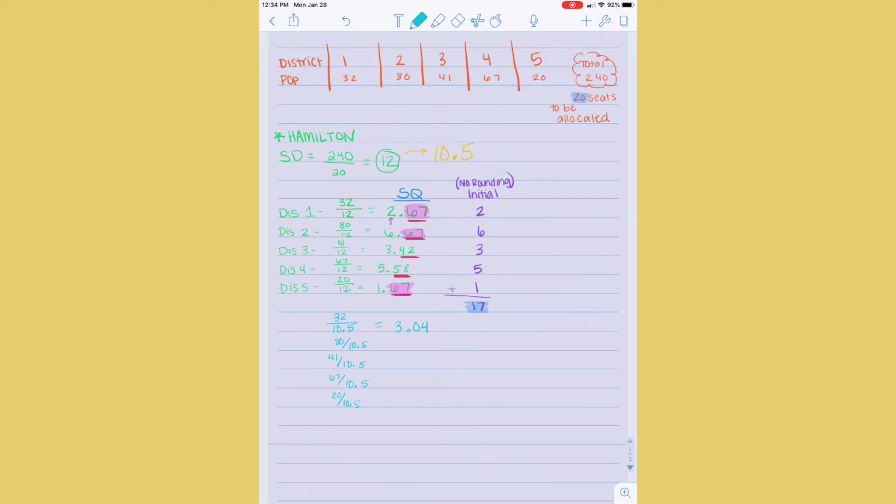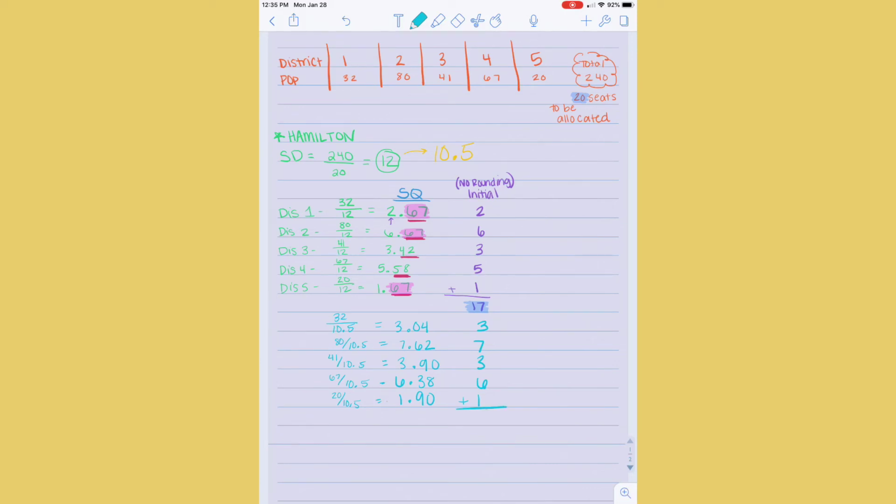But then when I write my initial value, I'm not going to round no matter what. So when I do 80 divided by 10.5, I get 7.62, but for my initial value, I'm going to keep that at 7. Again, if you're doing Webster's, you're going through the same exact process as we are right now, except that you would round the 7.62 to 8. That's the only difference. Okay, let's see, I got 3.90 here, so that's just 3. Then 67 divided by 10.5 gets me about 6.38, so that's 6. And then 20 divided by 10.5 is 1.90, which is just 1.